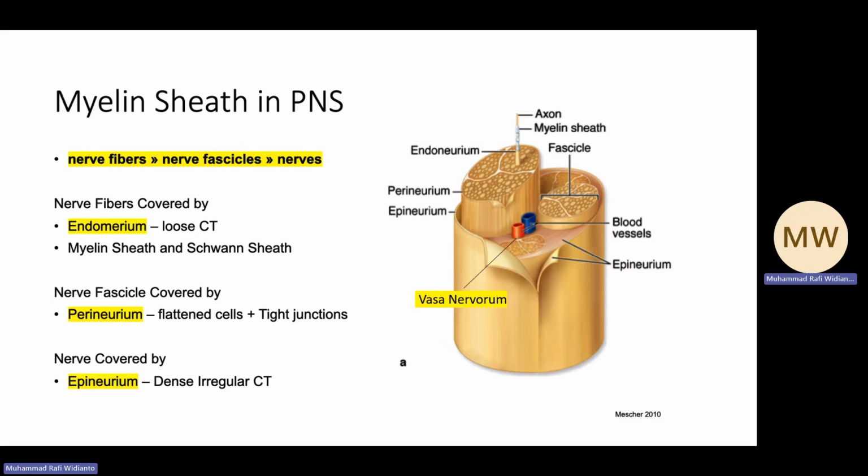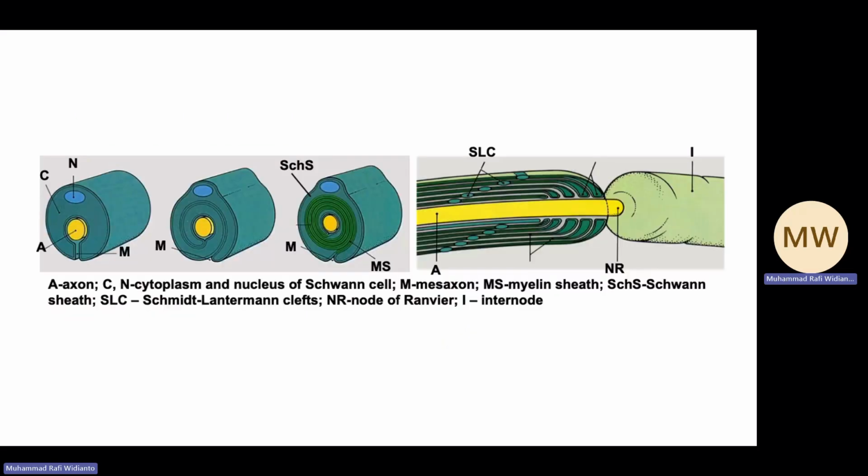And I highlighted the vasa nervorum over here because some professors might say it as this, while others might say that they're just blood vessels, but in the end, it's just to exchange any materials between the blood vessels and the nerves. Here is just another schema to put things into perspective so you can see the cytoplasm and the nucleus of the Schwann cell.